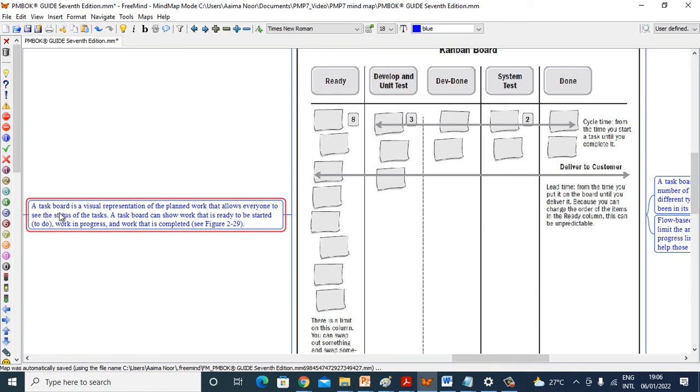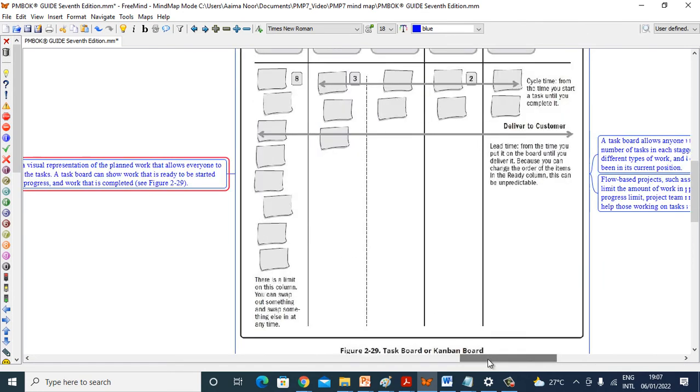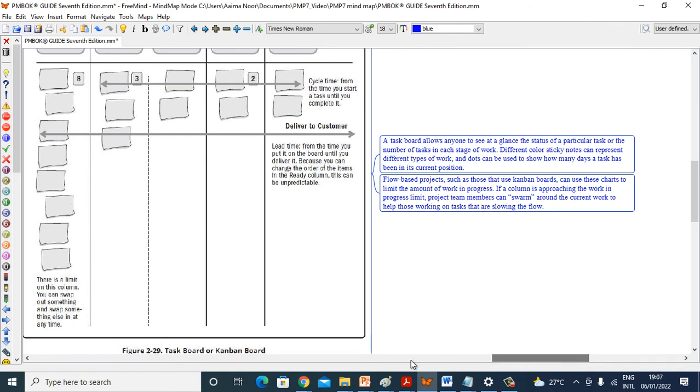A task board is a visual representation of the planned work that allows everyone to see the status of the task. A task board can show work that is ready to be started, work in progress, and work that is completed. See figure 2-29. Figure 2-29, task board or Kanban board.